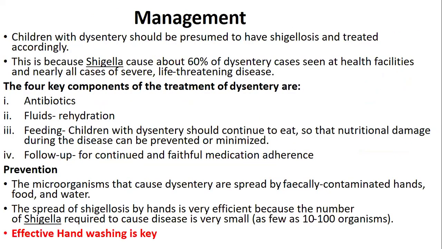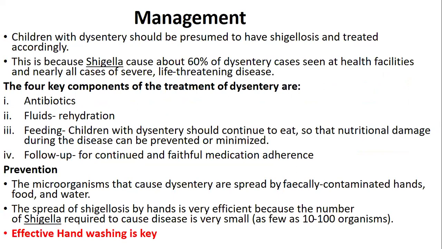Children with dysentery should be presumed to have shigellosis and treated accordingly, because shigellosis causes about 60% of the dysentery cases seen in health facilities. And nearly all cases caused by Shigella are severe and life-threatening.